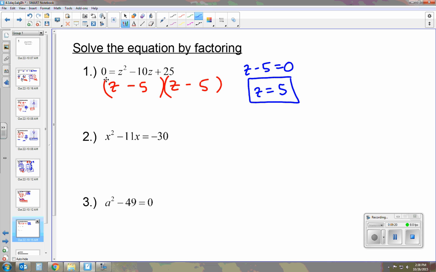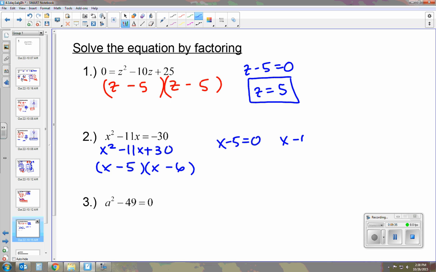This one we have to get in standard form, so we're going to add the 30. 2 numbers that multiply to be 30 but add up to be a negative 11. That's a negative 5 and a negative 6. Set both equal to 0. So x will equal 5 and 6.